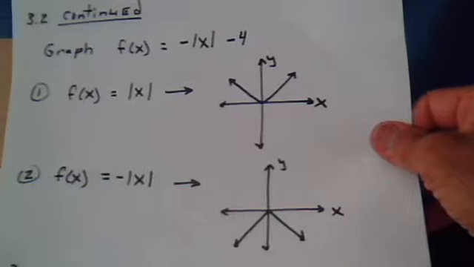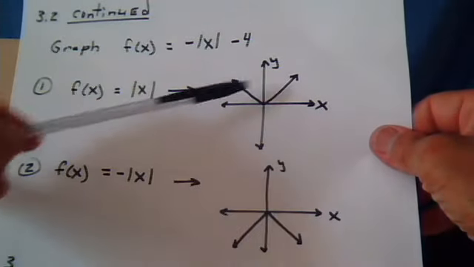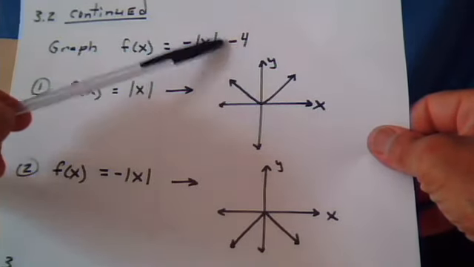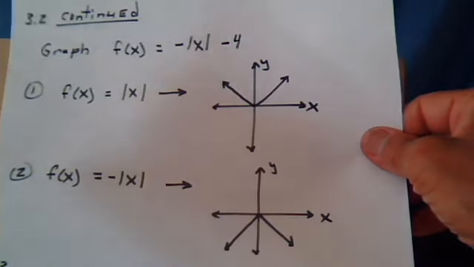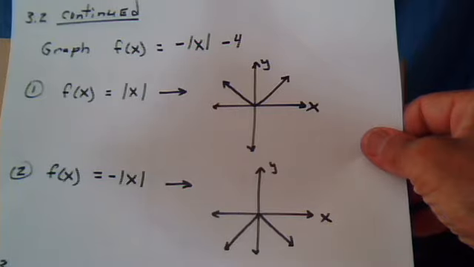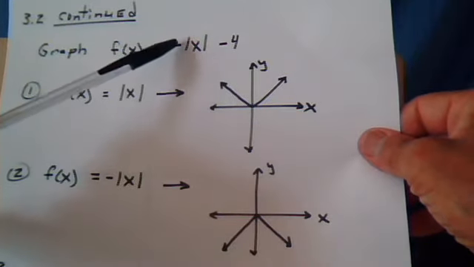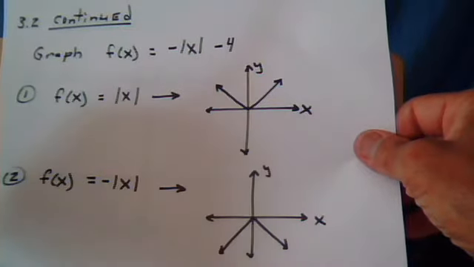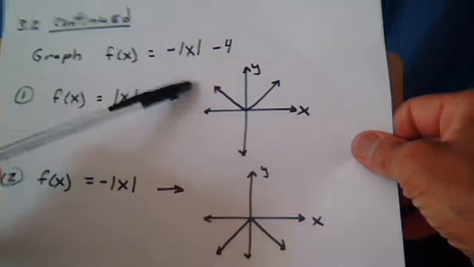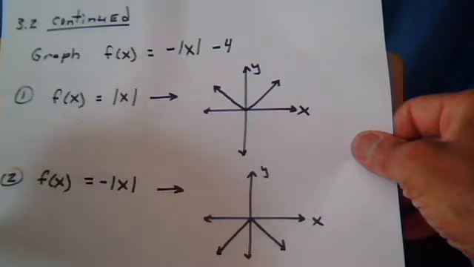Let's practice some more. So here's the parent graph. Now notice this -4 is not inside the absolute value bars, it's outside. How does that affect the graph? And then notice that we have a negative in front of the absolute value sign. We did that one already. It flips it around. So we're going to do the flipping around. The order doesn't matter. You could shift and then flip, or flip and then shift.